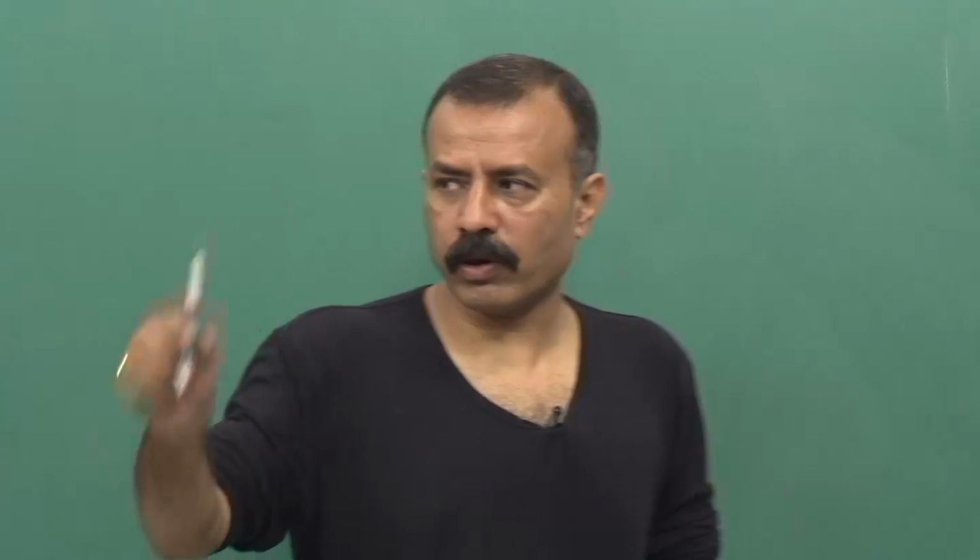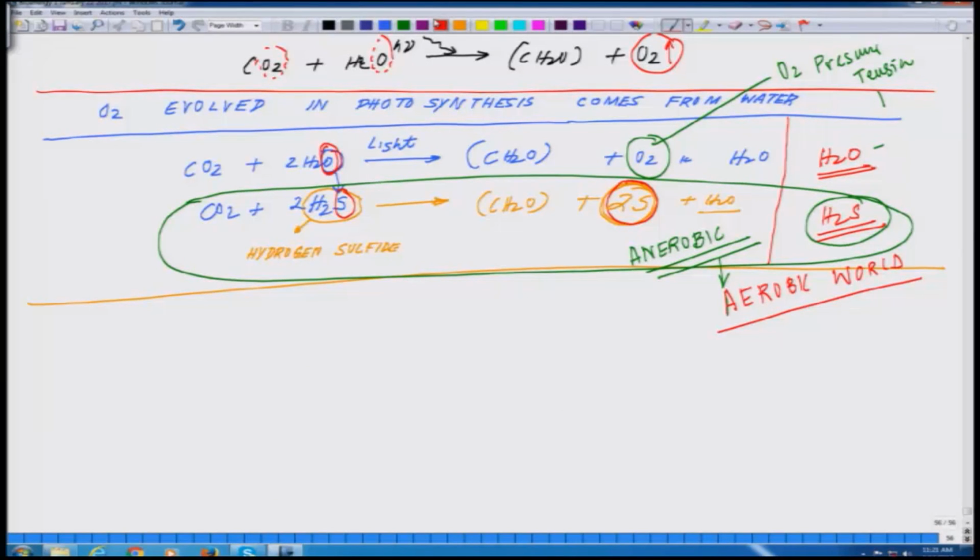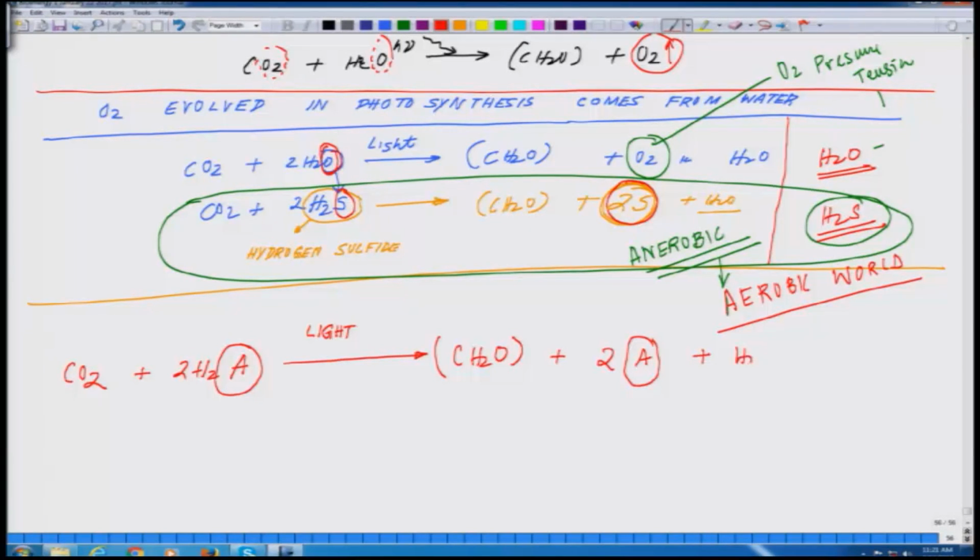So, the generic reaction, now in the light of this wisdom, we will put the generic reaction, and this is very critical for all the biomass producing mechanisms available on earth. H2, now I am putting A, I am not putting O or S. In the presence of light leads to CH2O plus 2A, again I am just circling the A, plus H2O.